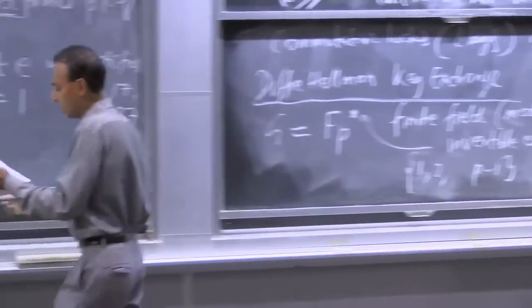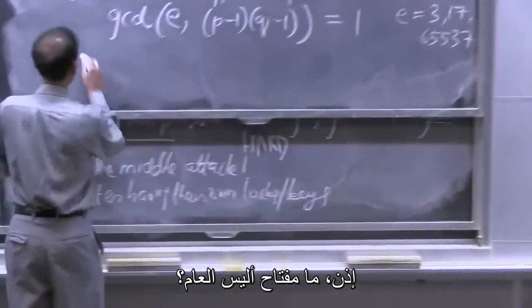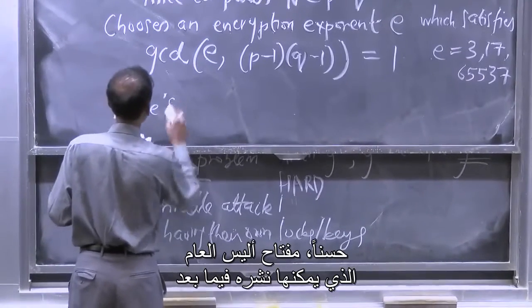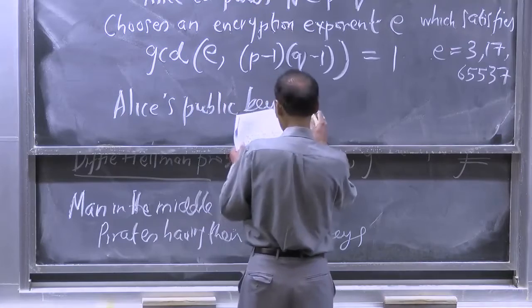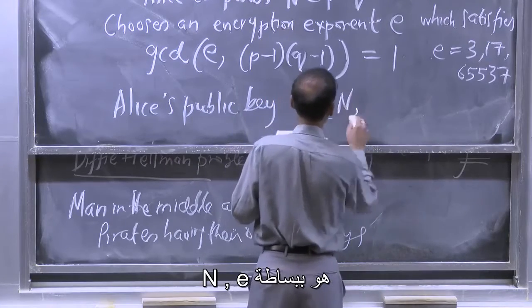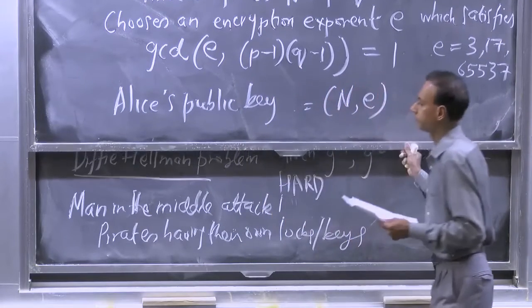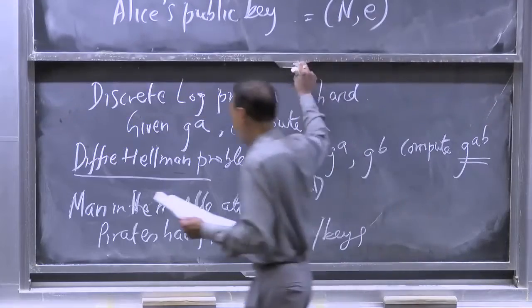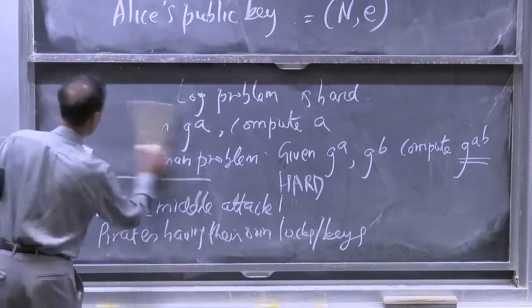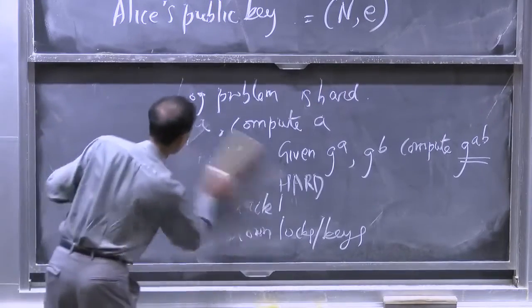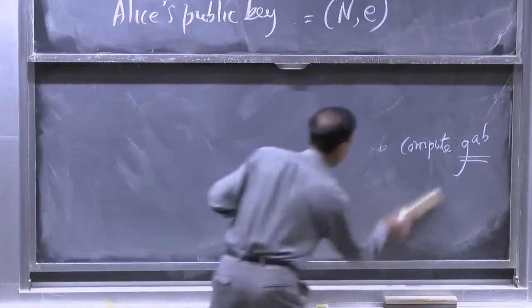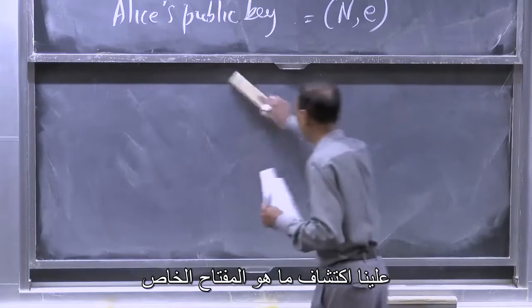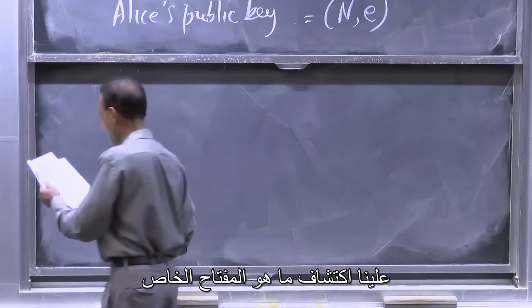All right. So what is Alice's public key? Well, Alice's public key, which she can then publish, is simply n, comma e. Okay. And now the fun starts. We have to figure out what the private key is going to correspond to.